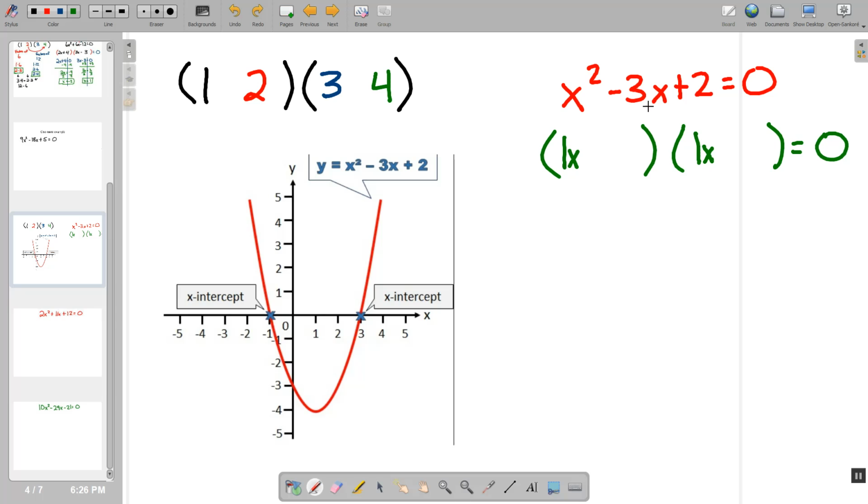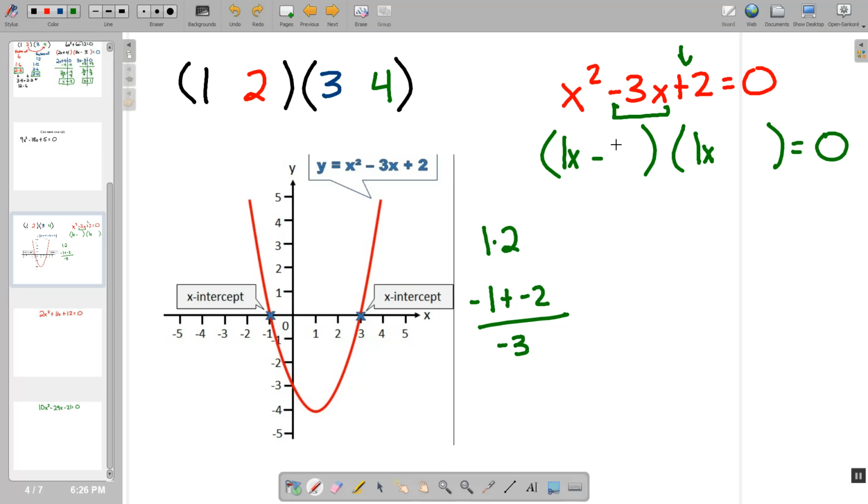In order to create the middle number, we look at the factors of our c value, which are 1 times 2, the only possible factors. Because this number here is a negative, it means we either have to be adding two positives or adding two negatives. In this case, we are going to do -1 plus -2, because that's equal to -3, which is the middle term that we want.